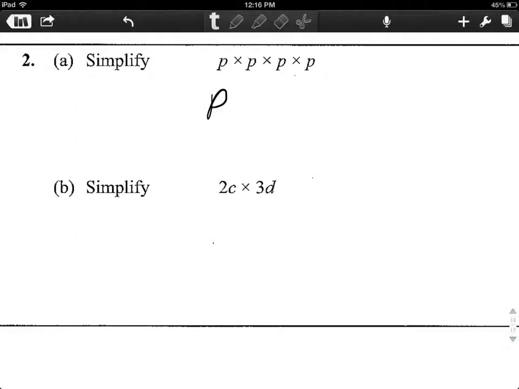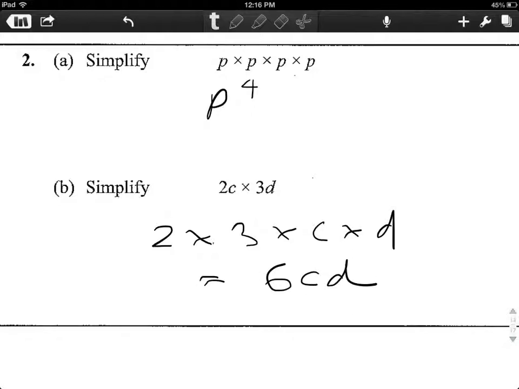Simplify p times p times p times p. Well, you've got 1, 2, 3, 4. So it's p to the power 4. Simplify 2c times 3d, so it's 2 times 3 times c times d equals 6cd.